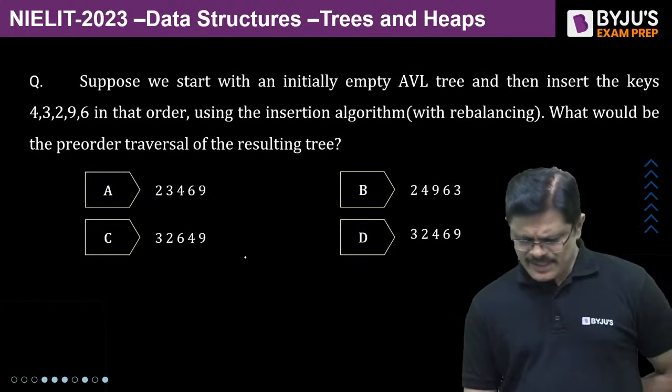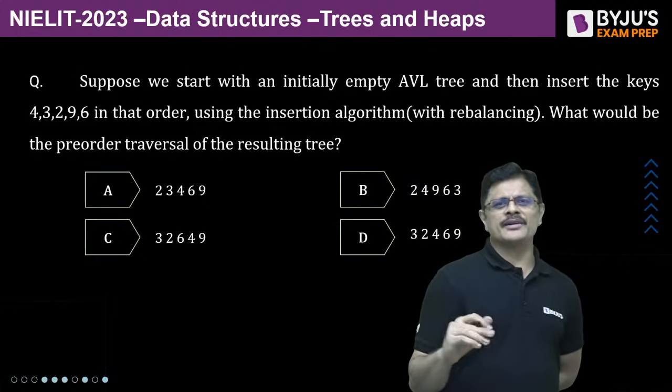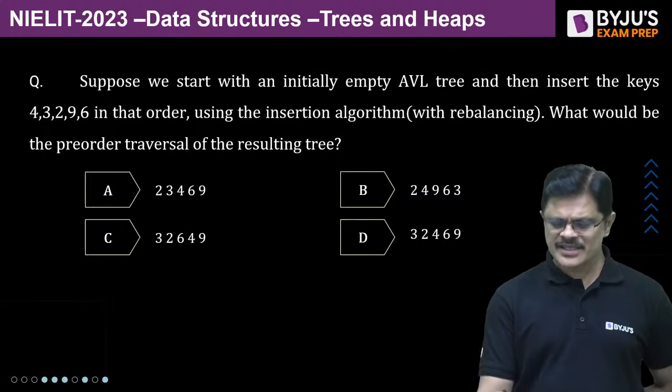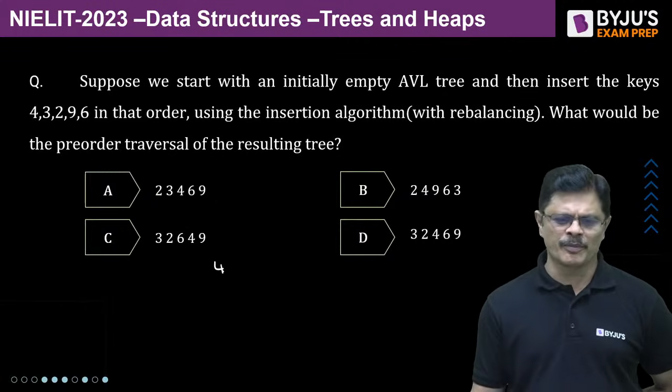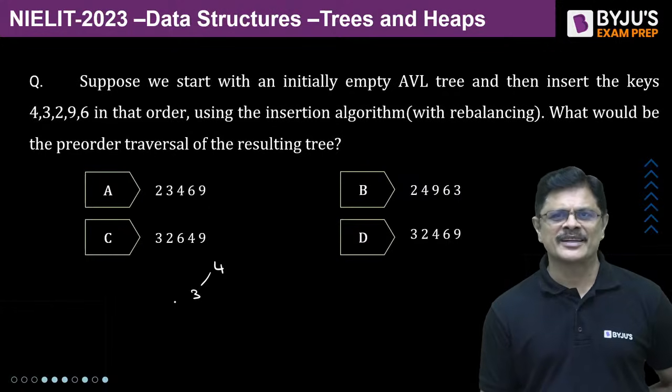So first of all, in an AVL tree, as long as there is no violation, it is the same as insertion into a BST only. Okay, so we start inserting. First 4, if you insert, no problem. Then you insert 3, no problem, because balance factor violation is not there.